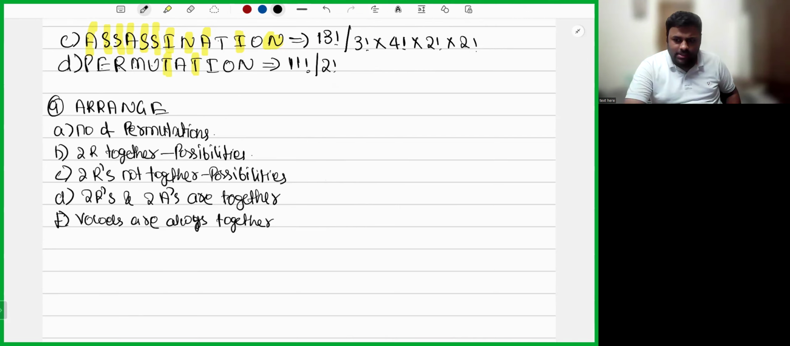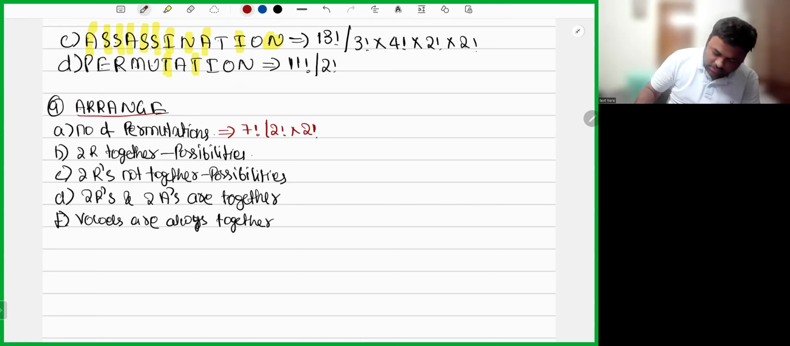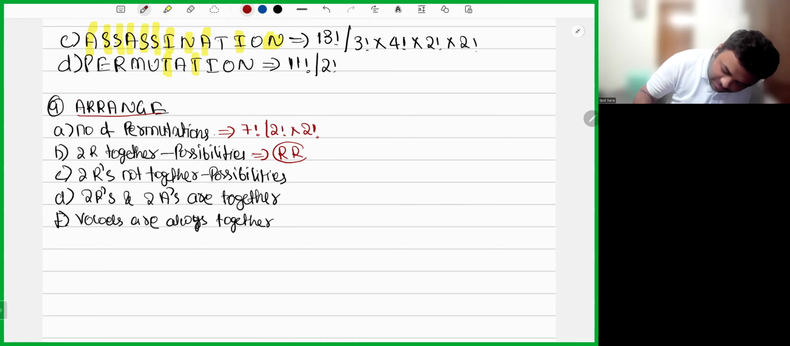Okay, let us look into the answers. First, number of permutations. How many letters are there? 1, 2, 3, 4, 5, 6, 7. 7 factorial. A is repeated 2 times. R is repeated 2 times. Two R's are together. R and R is together. Pack them. A, N, G, T.